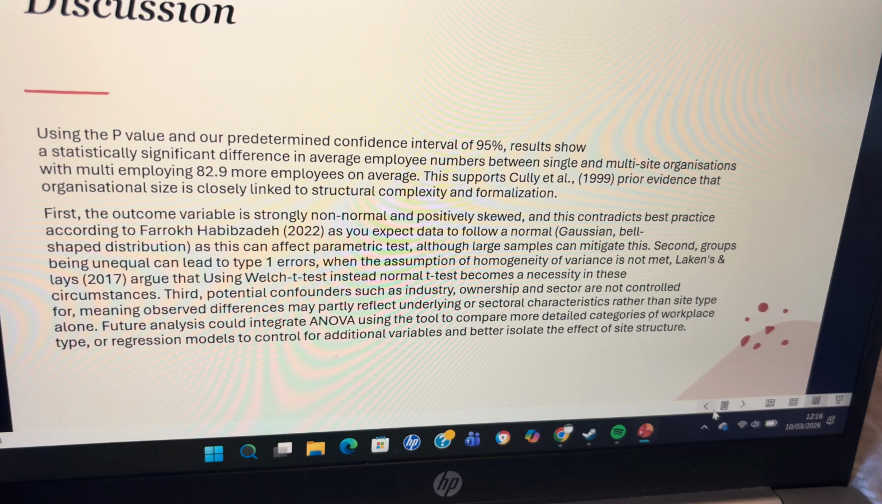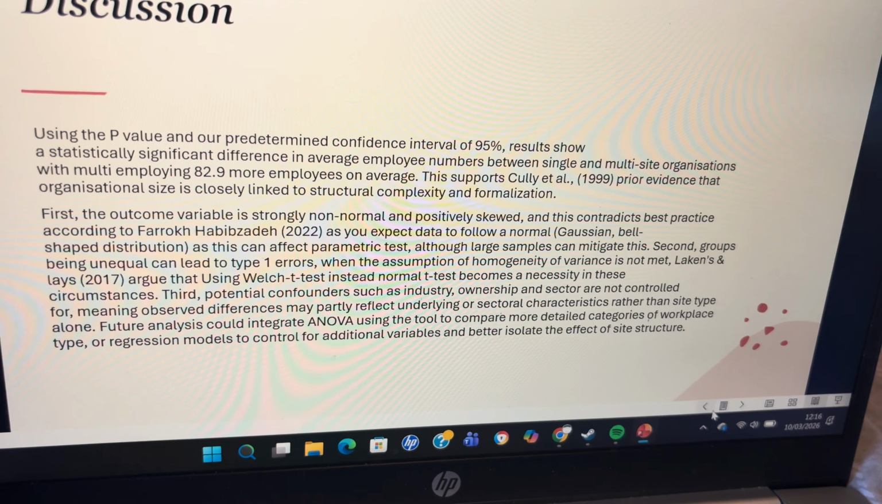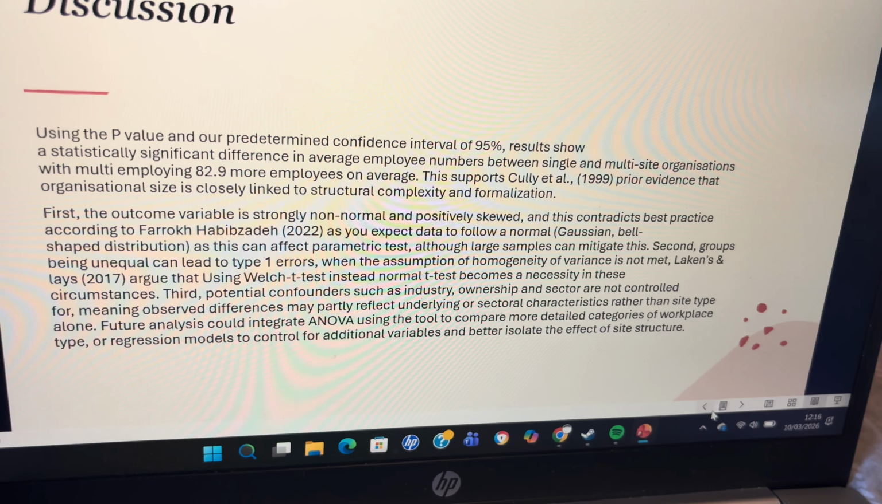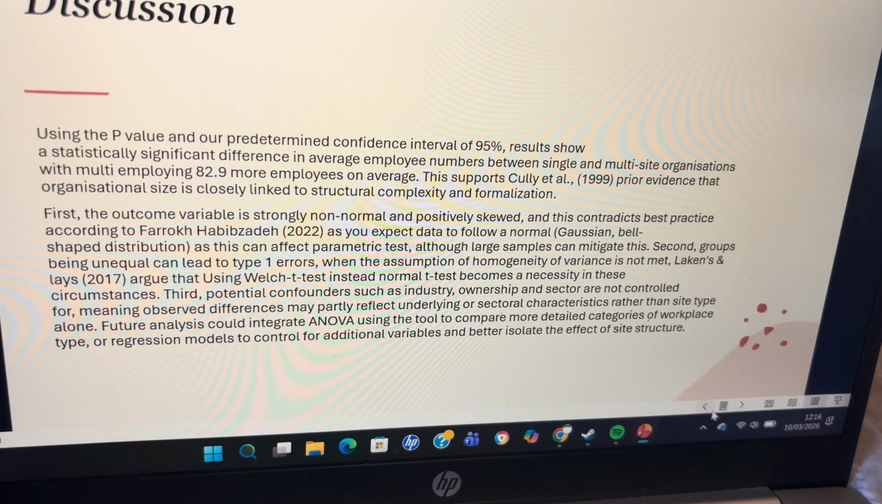Future analysis could integrate ANOVA to compare more detailed categories of workplace type, or regression models to control for additional variables and better isolate the effect of site structure.